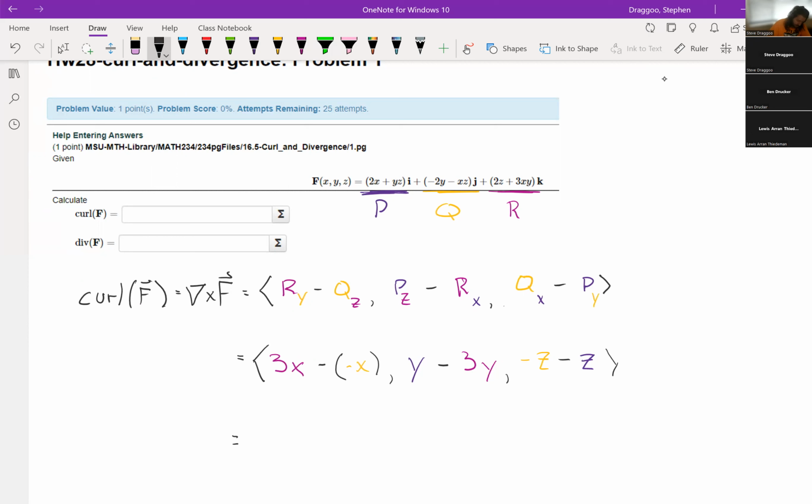Meaning our result, I've got 4x, negative 2y, and negative 2y, and negative 2z. I believe that's what I get when I put it all together. Yeah, cool. So that's our curl. That's definitely the harder of the two to calculate.